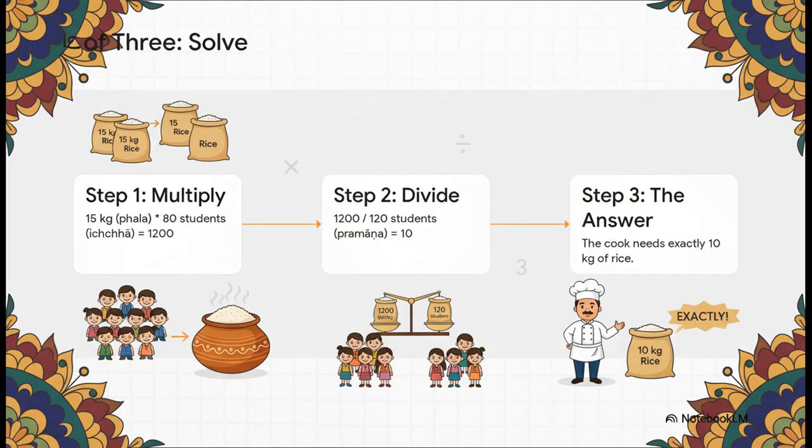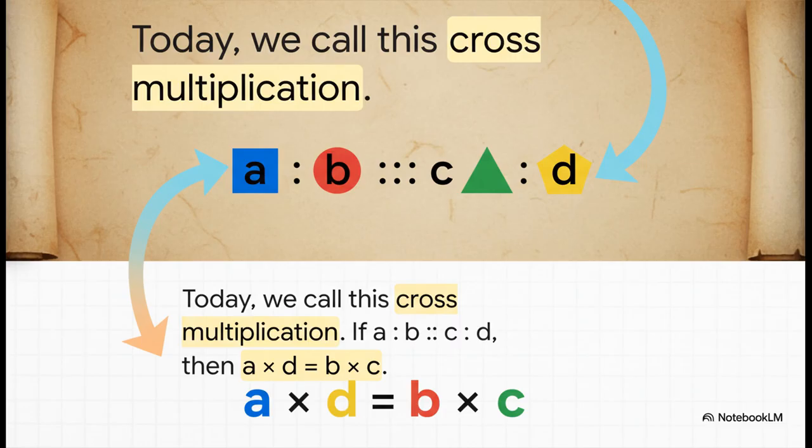Pretty cool, right? What Aryabhata called the rule of 3 is something we still use all the time today. We just call it cross-multiplication. It's the same exact idea. If you have a proportional setup, like A is to B as C is to D, then A times D will always equal B times C. It's a timeless piece of math that worked 1,500 years ago, and it works perfectly today.